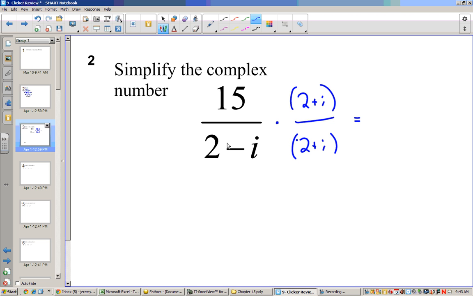And when I multiply this bottom, 2 times 2 is 4. Negative 2i plus 2i cancels out. So then it's minus i squared. This top is going to be 15 times 2, which is 30, plus 15i. Now this denominator, 4 minus i squared, minus a negative 1 is just like 4 plus 1, which is 5. Now when I divide this, this would be 6 plus 3i.